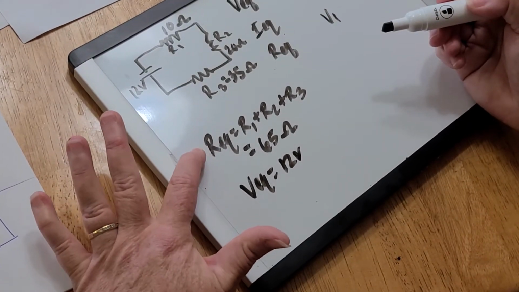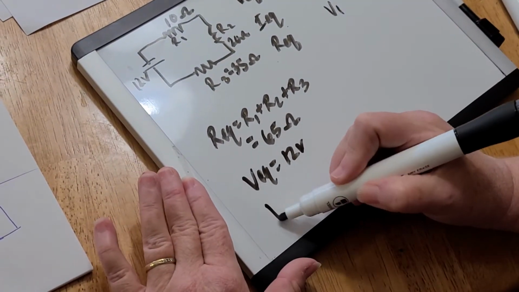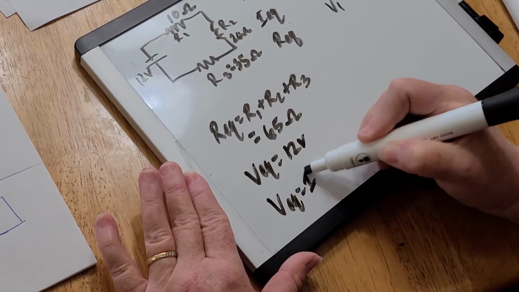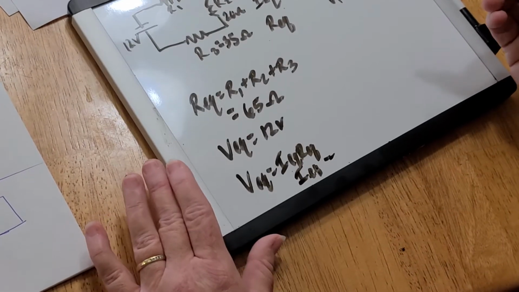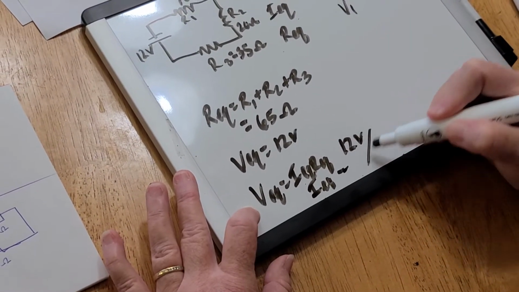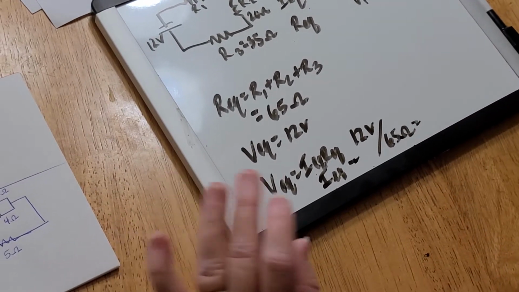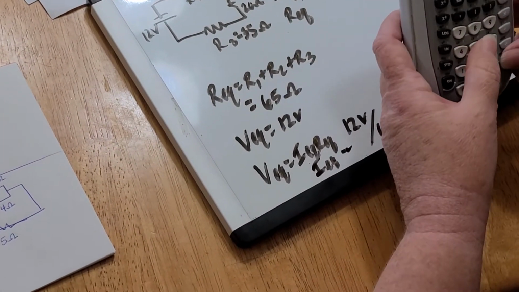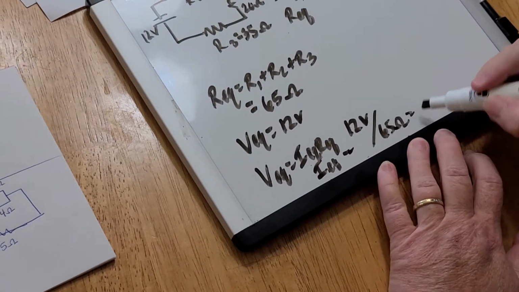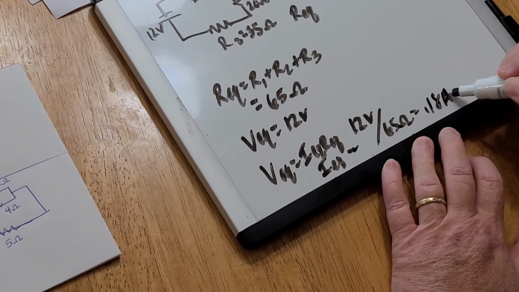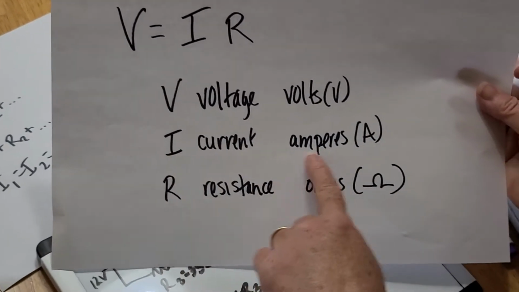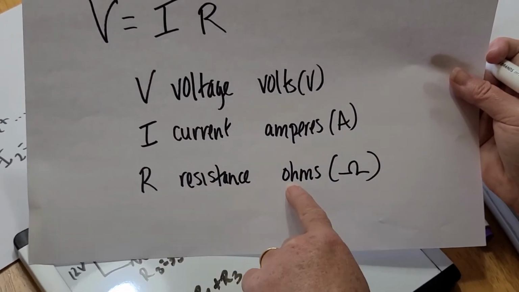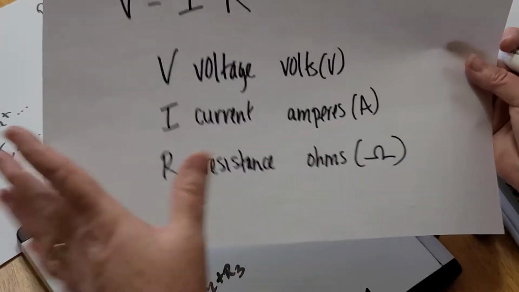Well, now I know R and I know V, so I can use Ohm's law and figure out the current that is going through the entire circuit. I just take 12 and I divide it by 65. I don't know what that is, but I can use my calculator and I get 0.18. So the amperage, because that's what it's measured in, and I put that on, see, V stands for voltage, it's measured in volts, that's the symbol for a volt. Current measured in amperes, capital A. R resistance ohm, we use the omega because we can't use an O because it looks like a zero.